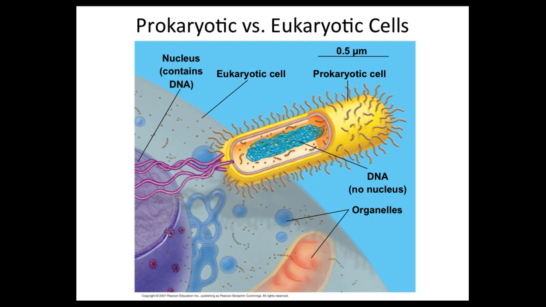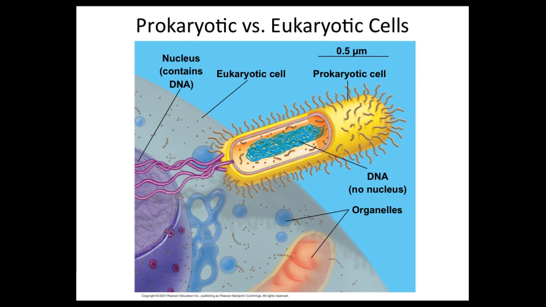Another key distinction, prokaryotic cells have DNA because all living things need DNA to make proteins, but the DNA is not organized in a nucleus. There is no nucleus. However, eukaryotic cells, by definition, have their DNA contained within a nucleus. These are some very important characteristics that we need to remember when we're telling prokaryotic from eukaryotic apart.